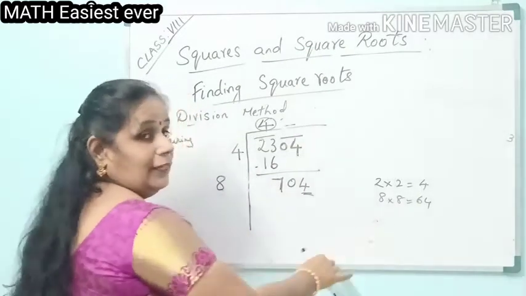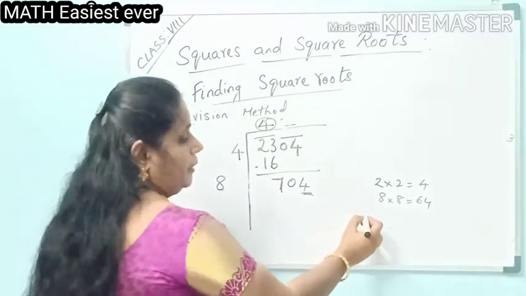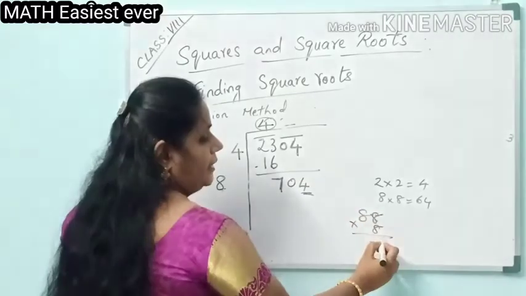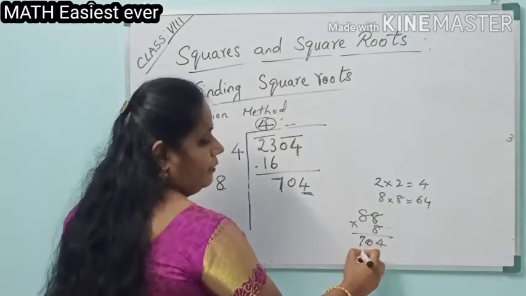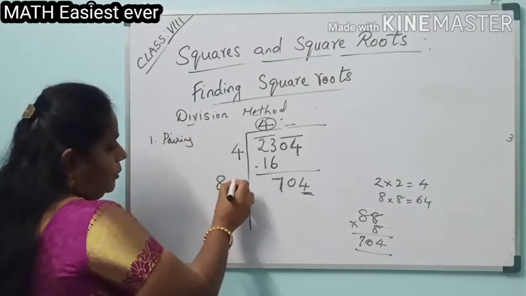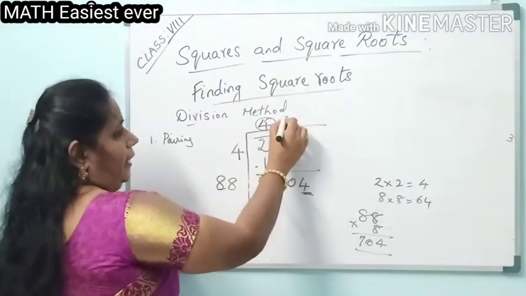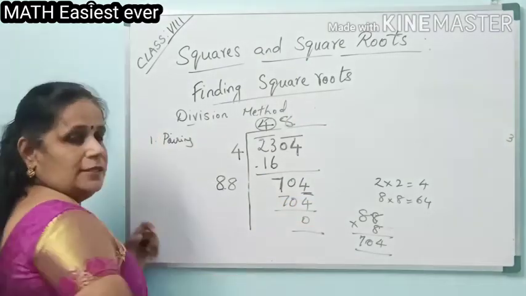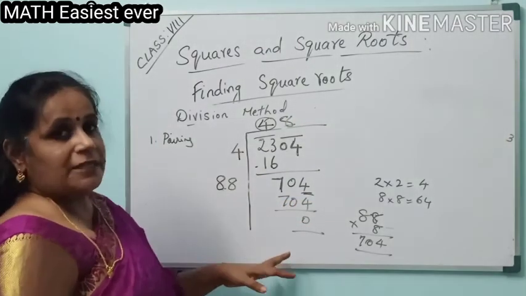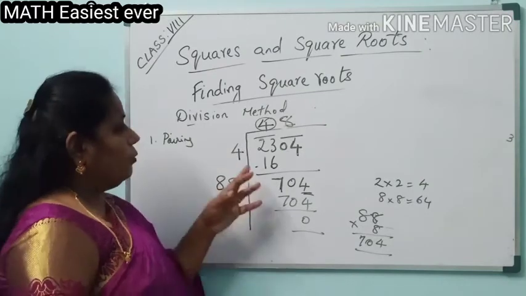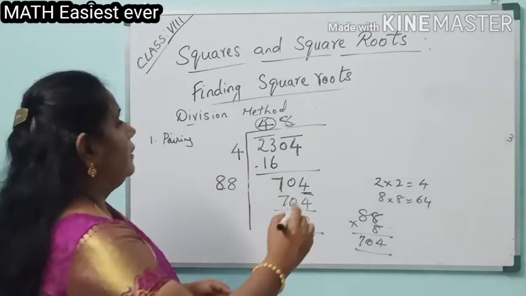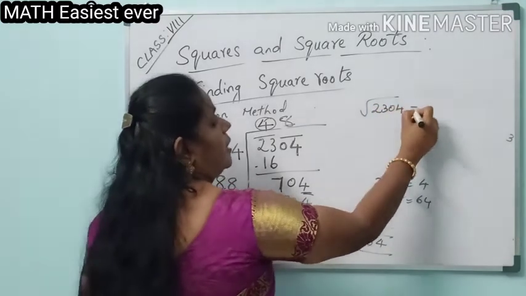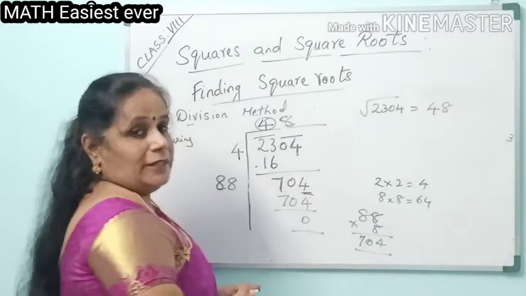So what will be the next possibility? Next possibility is 8. 88 into 8. 88 into 8, I'll get it as 704. So what I have to do is write 8 here and write 8 here. So that will be 704 and my remainder is 0. So I have to do the steps till I get the remainder 0. So what is the square root of 2304? The square root is 48. Hope it is clear for you.